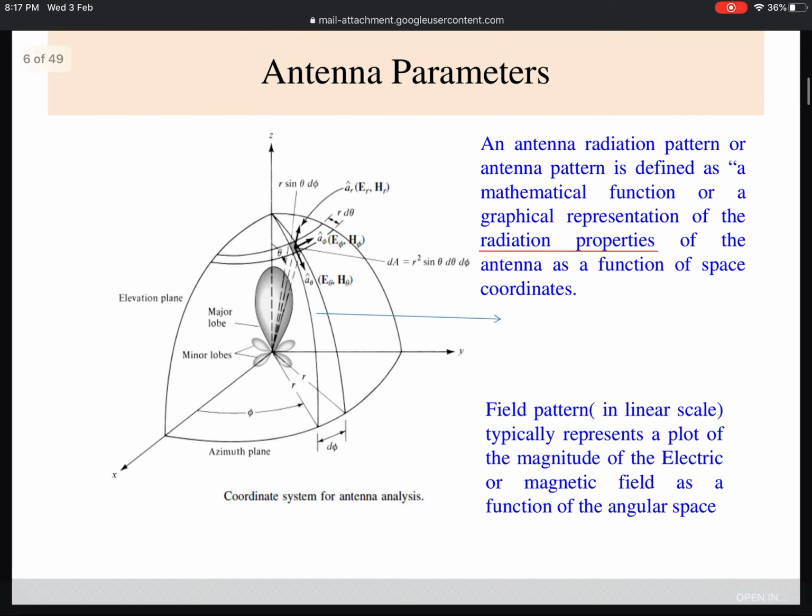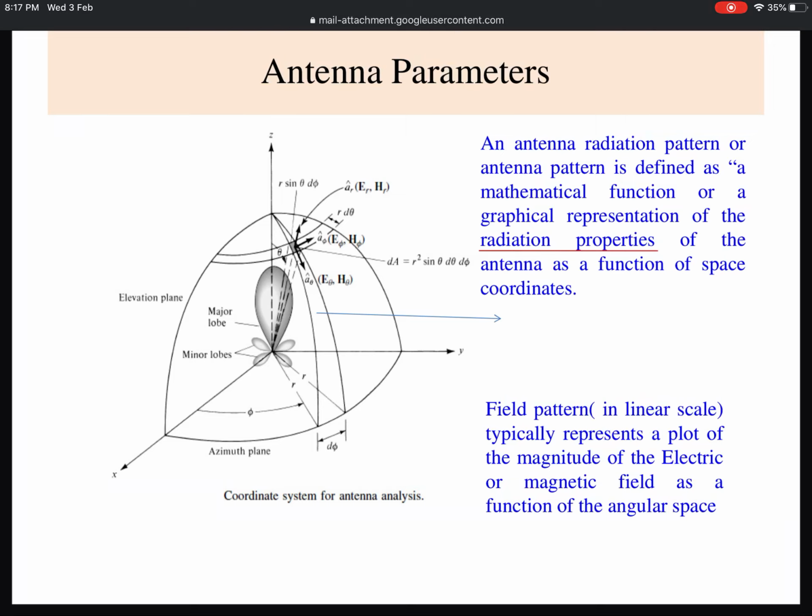Then we will discuss the antenna parameters. This is in every book, probably you have seen that when people discuss antennas they talk about radiation. So the radiation pattern is what we are going to define now. In this figure you can see a unidirectional radiation pattern, and it has a certain main lobe. The radiation pattern is defined as a mathematical function or a graphical representation of the radiation properties of the antenna as a function of space coordinates.